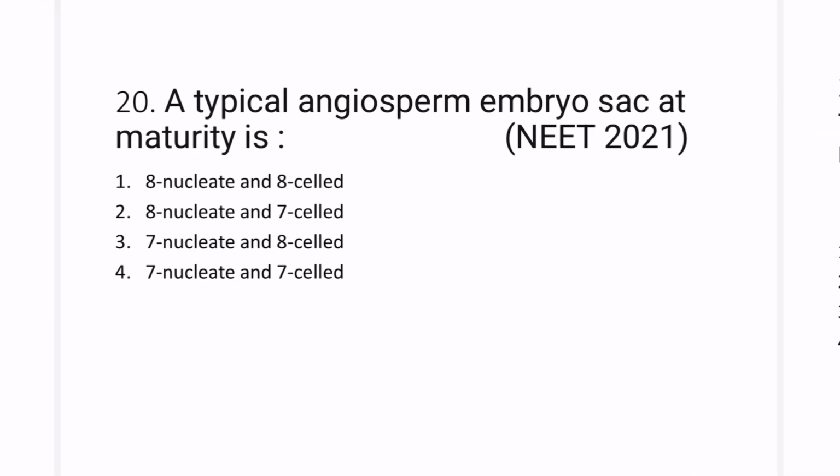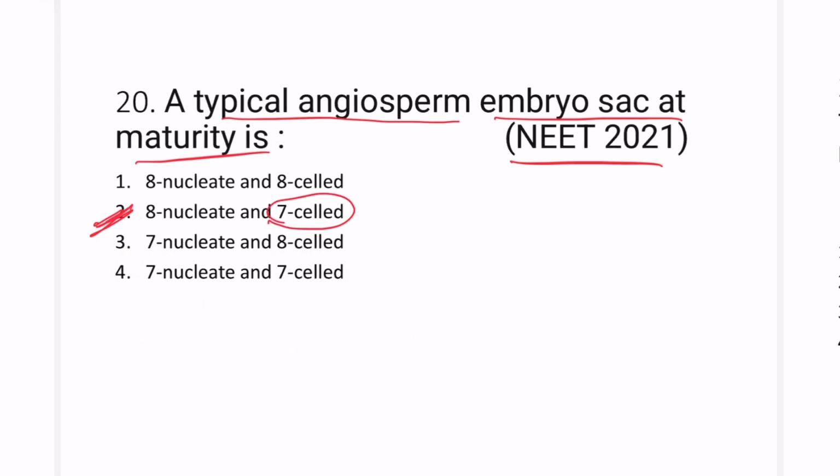The next question from NEET 2021. The question says, a typical angiosperm embryo sac at maturity is. This is a very important question here. So how do we describe this typical angiosperm embryo sac at maturity? It is considered as a 7-celled 8-nucleate embryo sac. So it is having 8 nuclei and 7 cells.